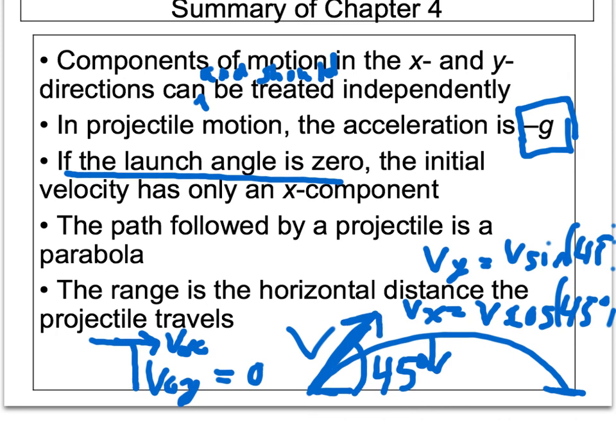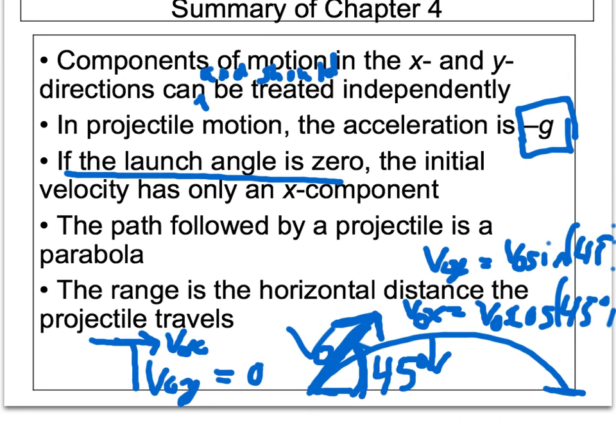So if you have a 0 launch angle, velocity in x is whatever it started with. Velocity in y, initial, is 0. If you have an angle, you have to split the initial velocity up into its components. This would be V naught. V naught y is V naught sine 45, because I had a 45 degree angle in this example. V naught x is V naught cosine 45, because I had a 45 degree angle in this example.